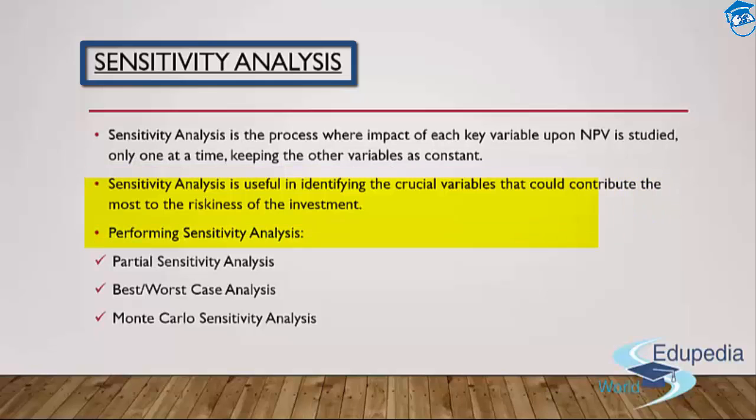Now, moving on to the kinds of analysis, there are basically three major ones. Number one, partial sensitivity analysis. Number two, best and worst case analysis. Number three, Monte Carlo sensitivity analysis.